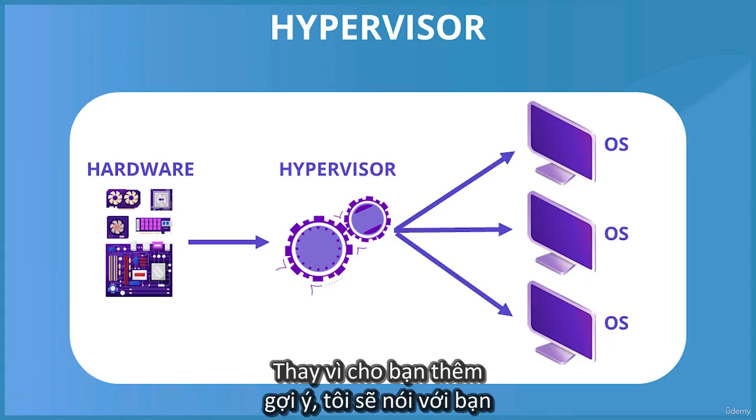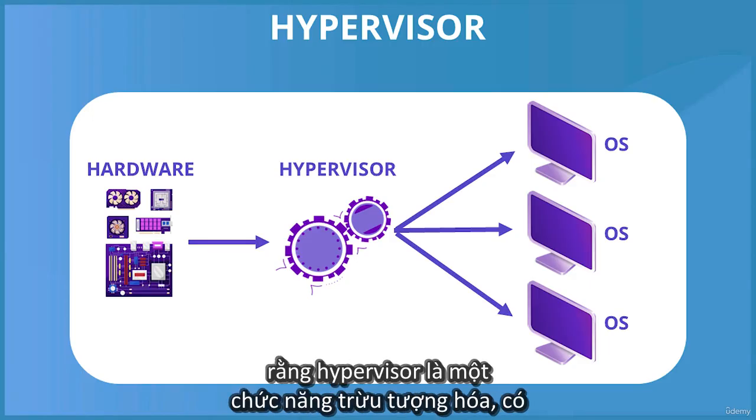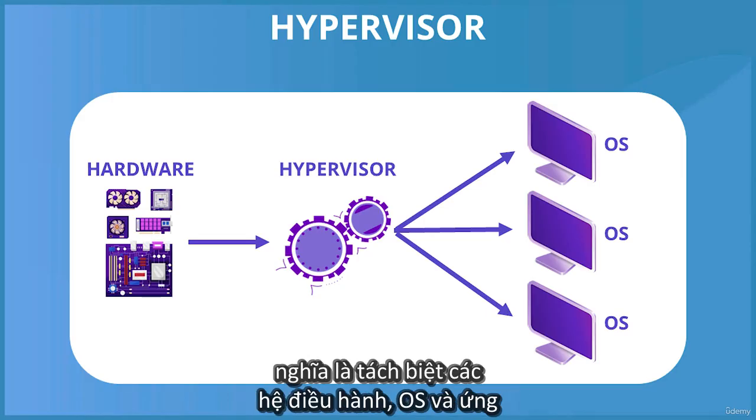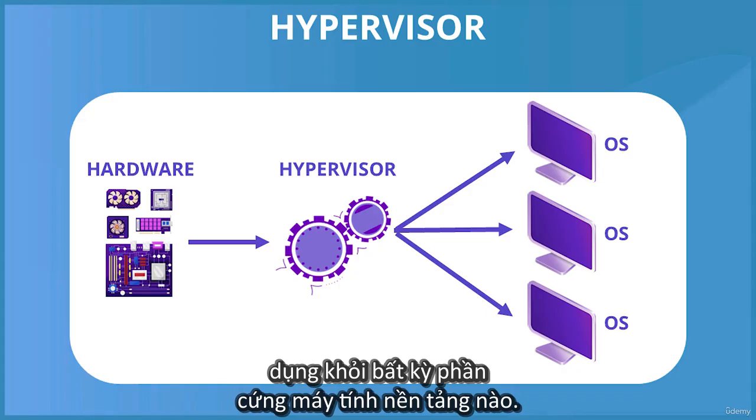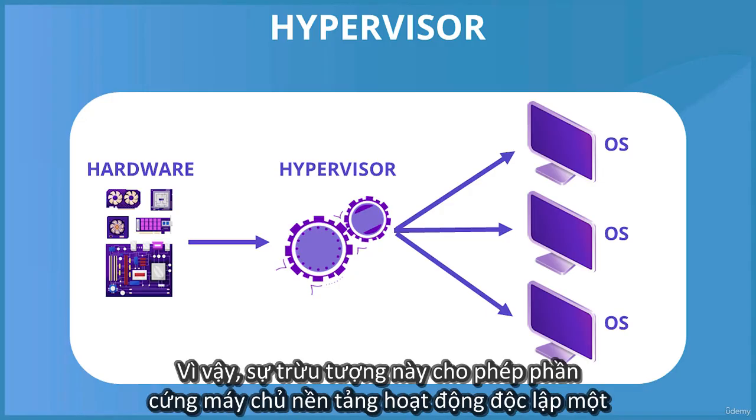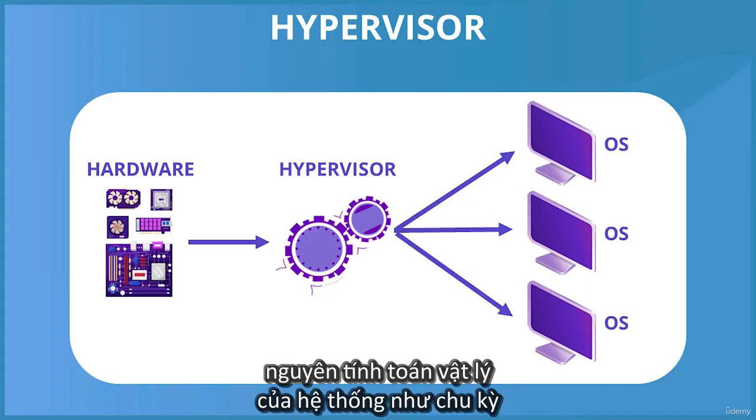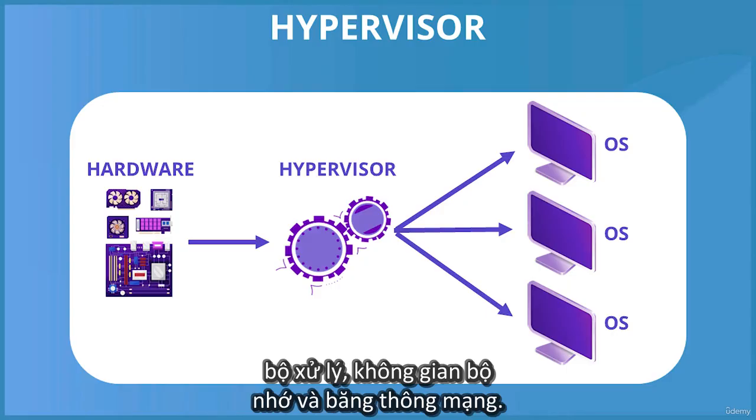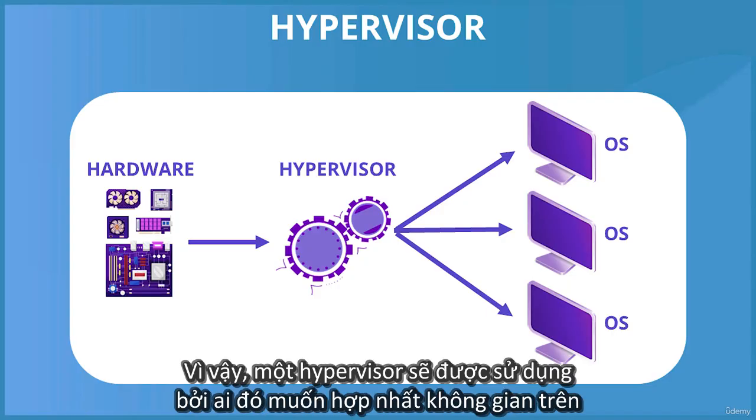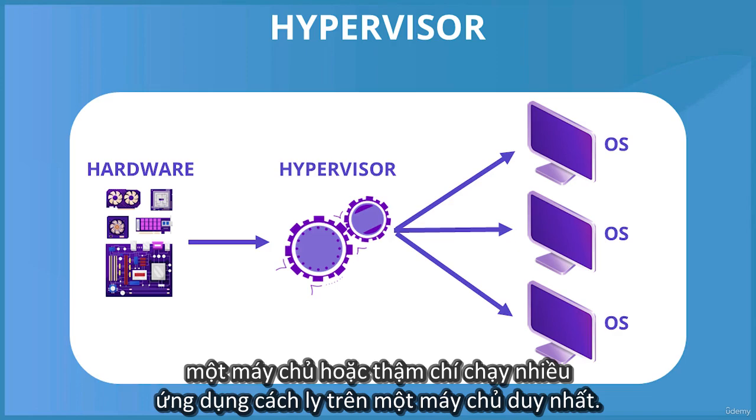So instead of giving you any more hints, I'll tell you that a hypervisor is a function that abstracts, which means isolates, operating systems, the OS, and applications from any underlying computer hardware. So this abstraction enables the underlying host machine hardware to independently operate one or more virtual machines as guests, enabling multiple guest VMs to effectively share the system's physical compute resources, such as processor cycles, memory space, and network bandwidth. So a hypervisor would be used by someone who wants to consolidate space on a server, or even run multiple isolated applications on a single server.